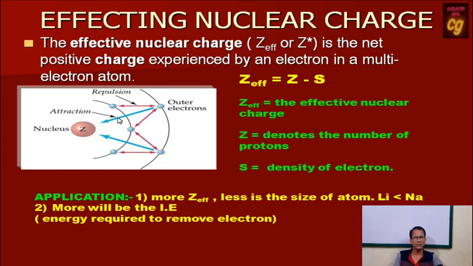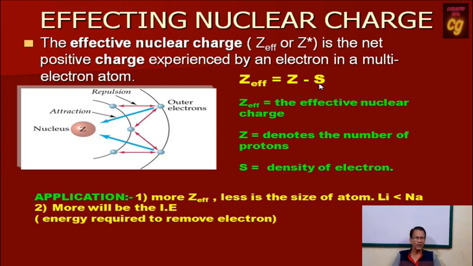Effective nuclear charge is generally written as Z effective. It is equal to Z minus S. What is Z? Z denotes the atomic number, that is the number of protons, and S is the number of electrons available in between the outermost electron and nucleus.